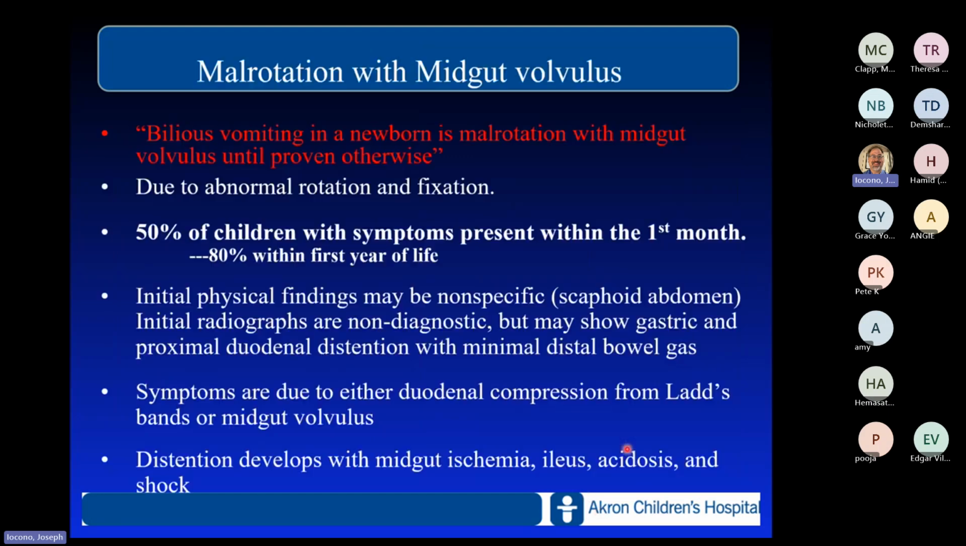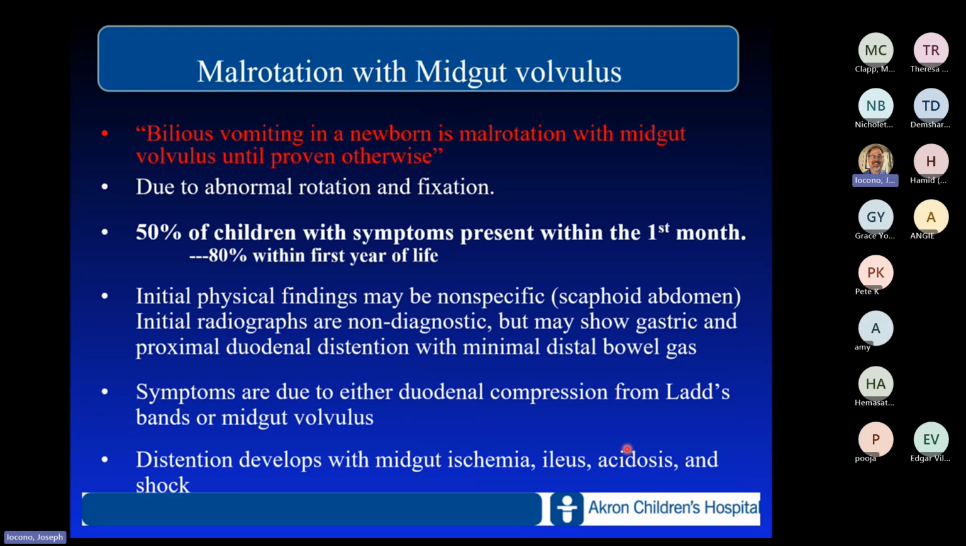because it's not obstructed. But bilious vomiting in a sick patient in a newborn is malrotation with midgut volvulus until proven otherwise. Honestly, they should ask you this every couple of years because it's something you can't miss no matter where you are in your life if you're a surgeon. It's due to abnormal rotation and fixation. 50% of children present with symptoms in the first month of life, and 80% present in the first year of life.